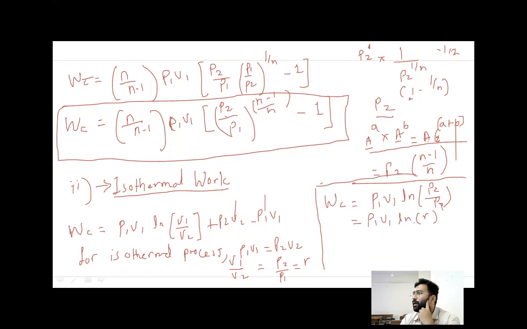Again, from the ideal gas equation, PV is equal to mRT, so P1 V1 we can write as m R T1, correct? Finally we can write isothermal work as m R T1 log r. So this is the isothermal work done.